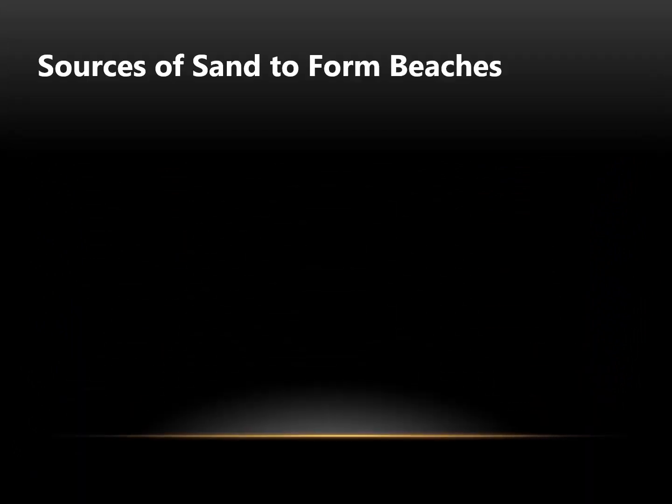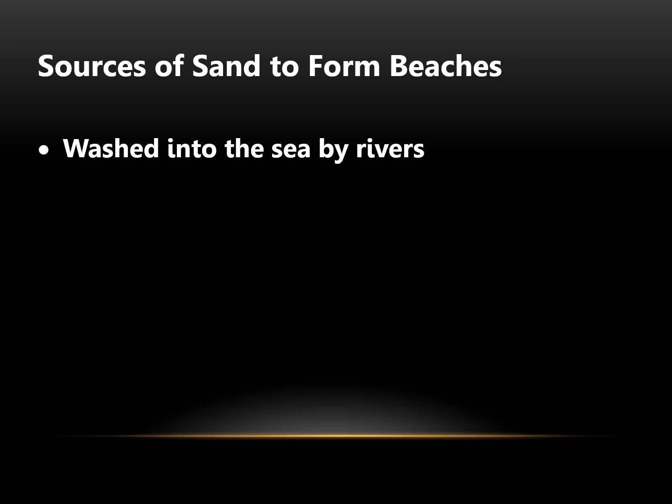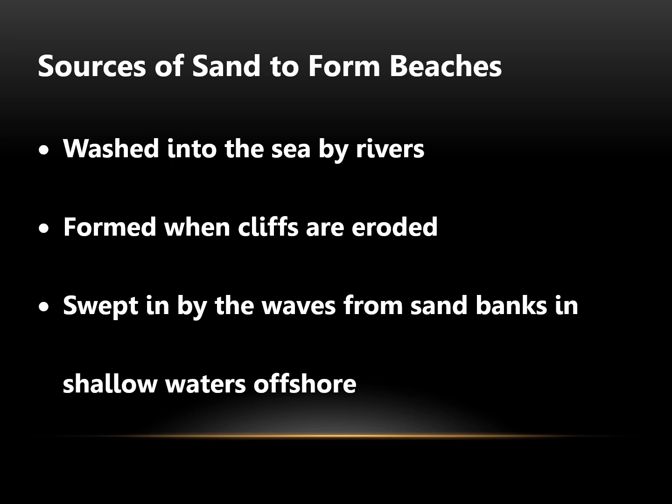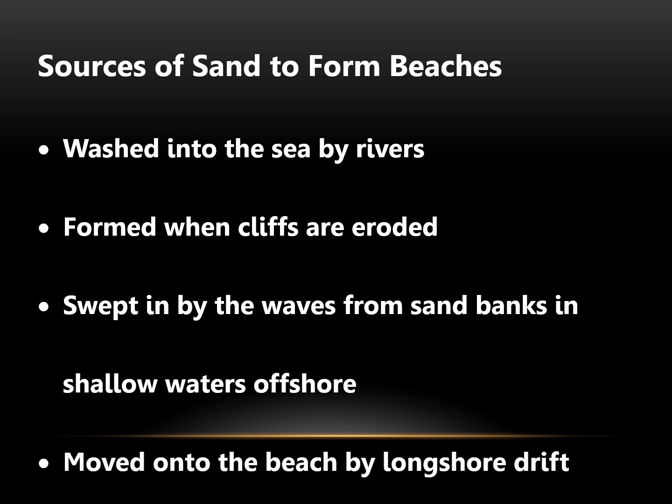So what do we want to know? The biggest mystery. Where do beaches get their sand? Well, beaches get their sand from various sources. For example, they can be washed into the sea by a nearby river. Beaches can also get their sand from nearby cliffs that have been eroded. Sometimes they are swept in by waves from sandbanks in shallow waters offshore. And also, they can be moved onto the beach by longshore drift.